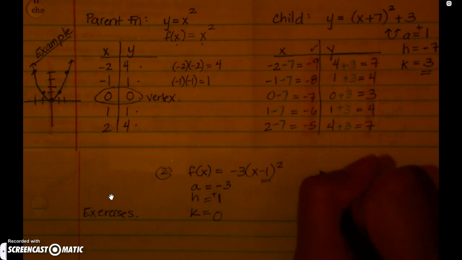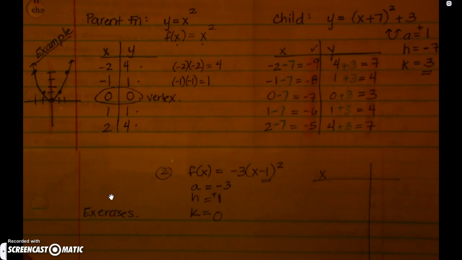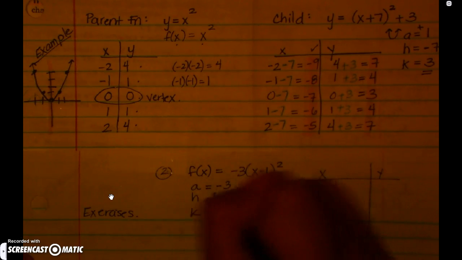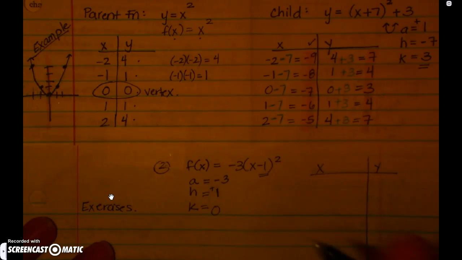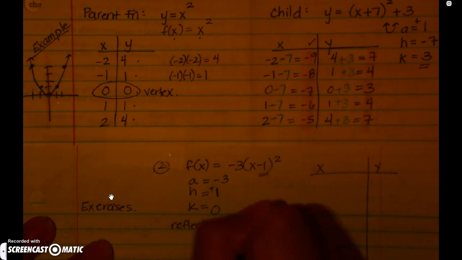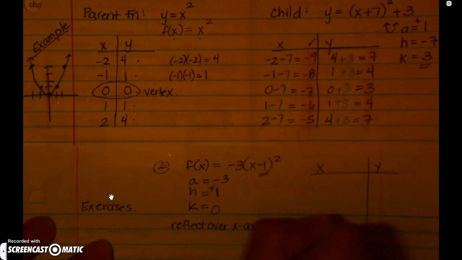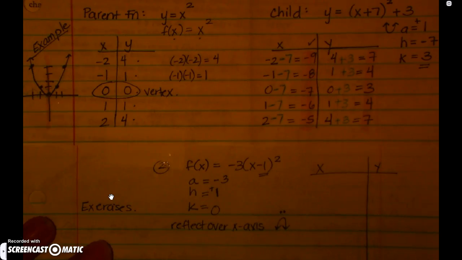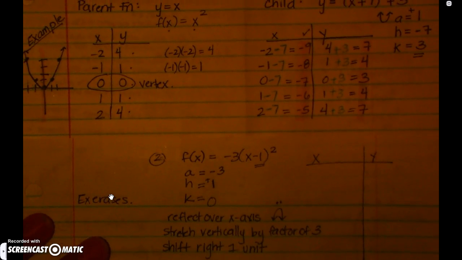Okay, so I'm going to draw my table of values, and it's going to be changed a little bit based on what I have here. So a equals negative 3 means it reflects over the x-axis. Instead of opening up, it's now going to be opening down. It's also going to be stretched vertically by a factor of 3. And you're going to shift. This is a plus 1, so we're going to shift to the right 1 unit based on the h. We do not shift up or down because k is equal to 0.